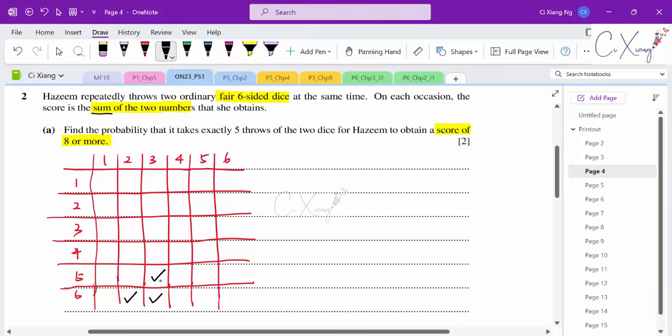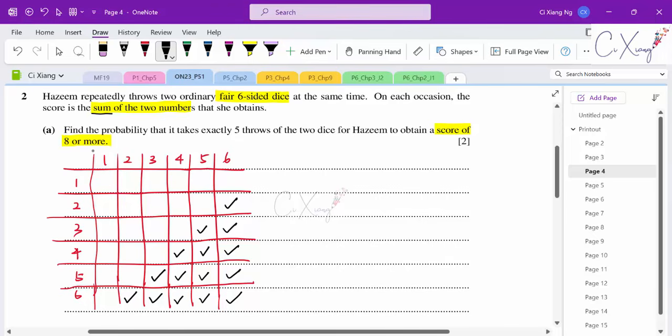Okay, so if you slowly go through every single cell here, you realize that all these are the score that I want. So like this one, 5 plus 3 is an 8, then 5 plus 4 is a 9, and so on. Then 6 plus 2 is an 8. Okay, so all the cells with a tick fulfill the result that we want, where it is a score of 8 or more.